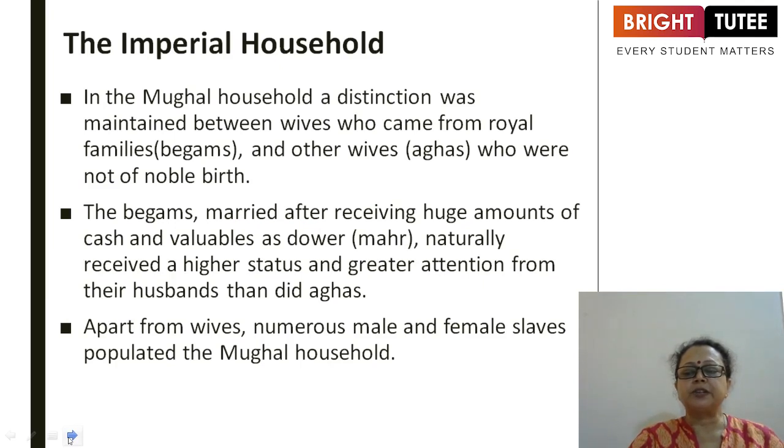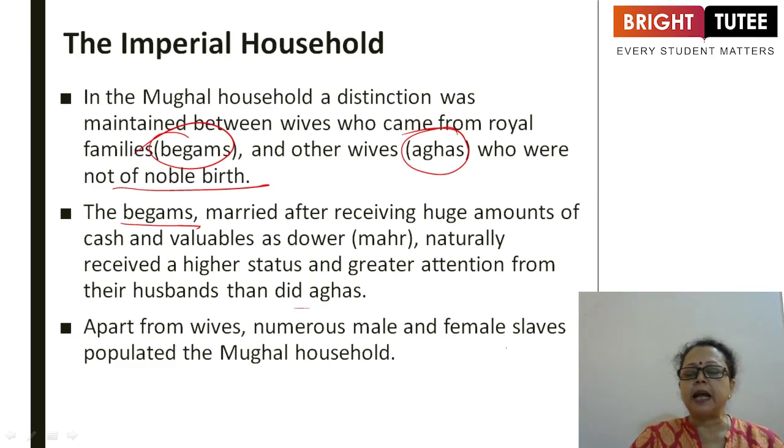In the Mughal household, a distinction was maintained between wives who came from royal families, known as begums, and other wives, agas, who were not of noble birth. The begums, married after receiving huge amounts of cash and valuables as the dower, mahar, naturally received a higher status and greater attention from their husbands than did agas. So these were the two types of wives: one is begum, another is aga. Other than the wives, male and female slaves were also there inside the Mughal household.